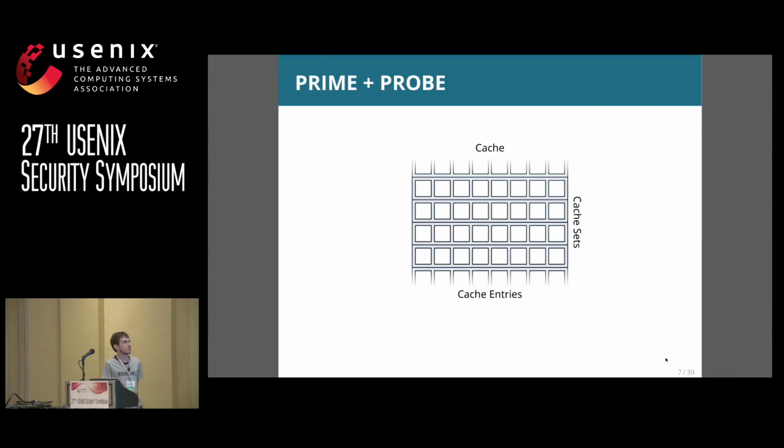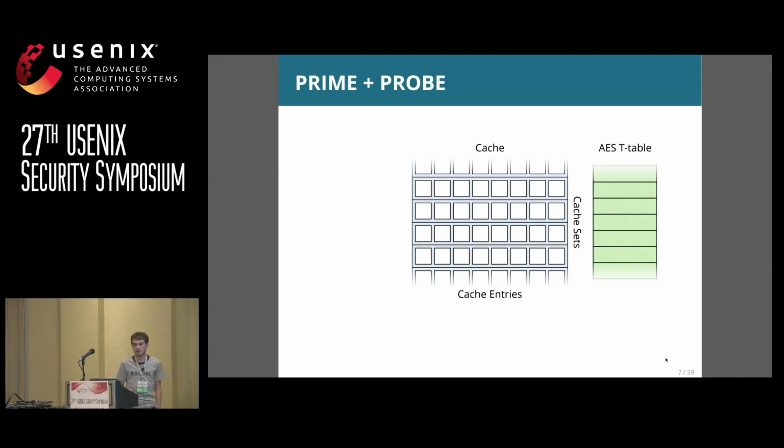So this is our cache. And the cache is basically divided into different cache sets, and each cache set has multiple entries. In this case, each set has 8 entries. So we have our AES T-table, and every green box basically represents an entry in the T-table. And we have our attacker. And in this case, the attacker is going to focus on the highlighted cache set for this situation.